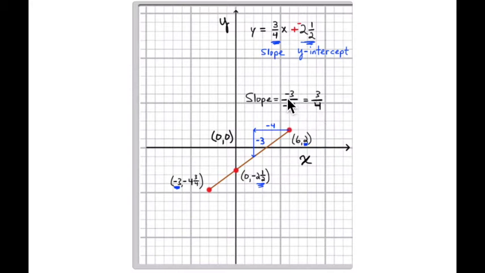So you can pull out the negative 1, pull out the negative 1. Those two negative 1s cancel. You're left with a positive 3/4, which is one way of looking at that. So the slope checks, the y-intercept checks, everything seems good.